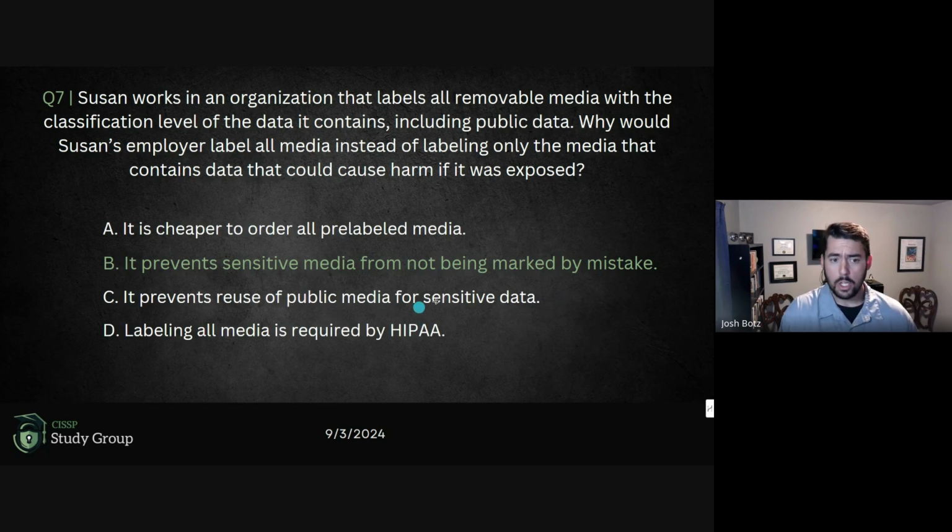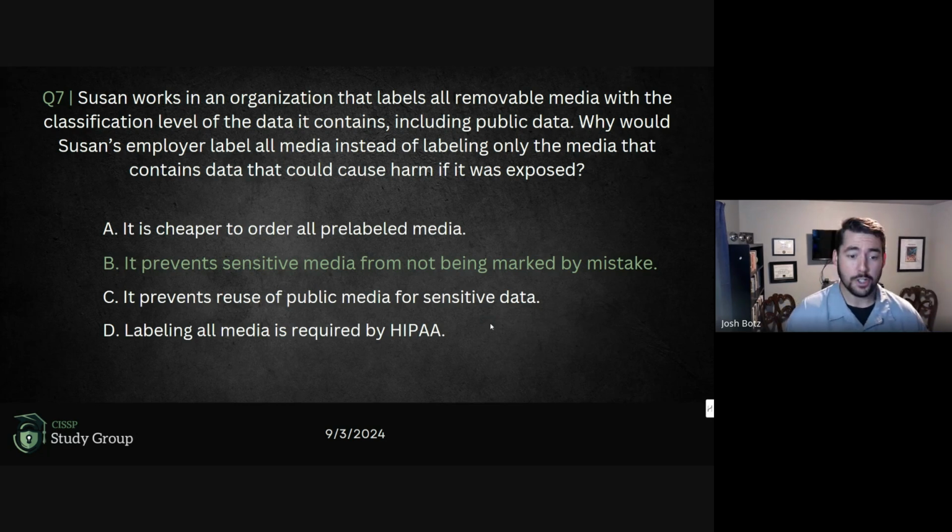Prevents reuse of public media for sensitive data. We don't mind reusing the media as long as it's relabeled. We should have media labeled, and there should be a process for how we might change classification levels on this. So if we were to use a piece of media, a data storage device, for a different data level, there would be a process that we would go to that would involve putting a new label over the top of that field.